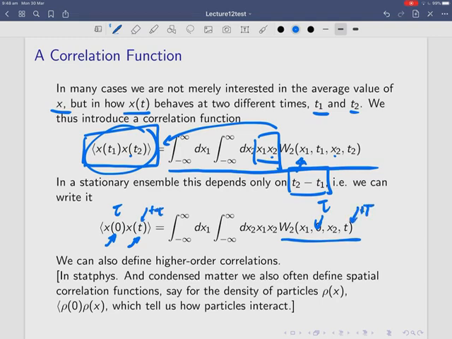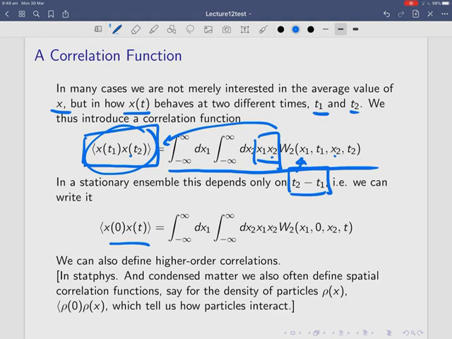Plus tau there. Okay, but we won't do that. Let's get rid of that. We can also define higher order correlation functions if we wanted to. You can imagine extending this kind of thing to 3 variables, 4 variables, etc. They tend to be less useful, but you can still define them.